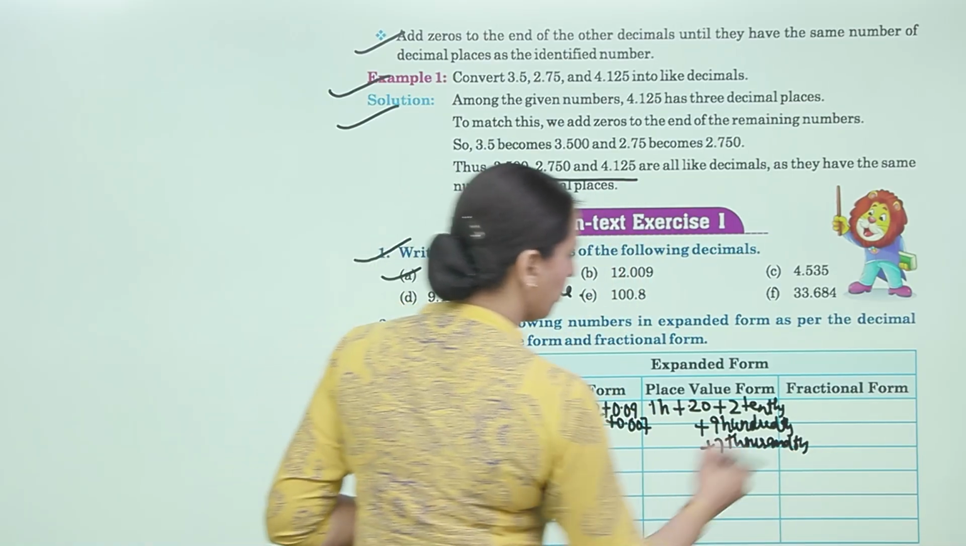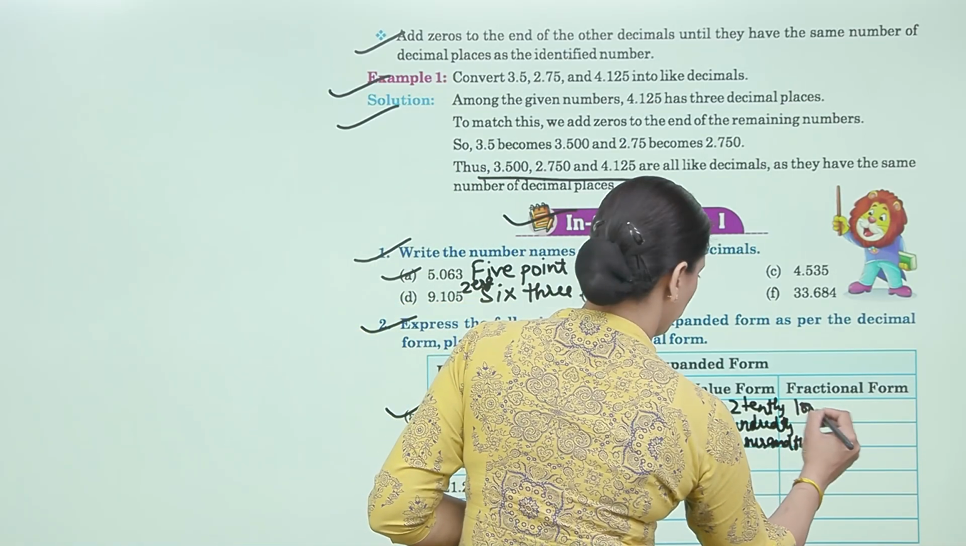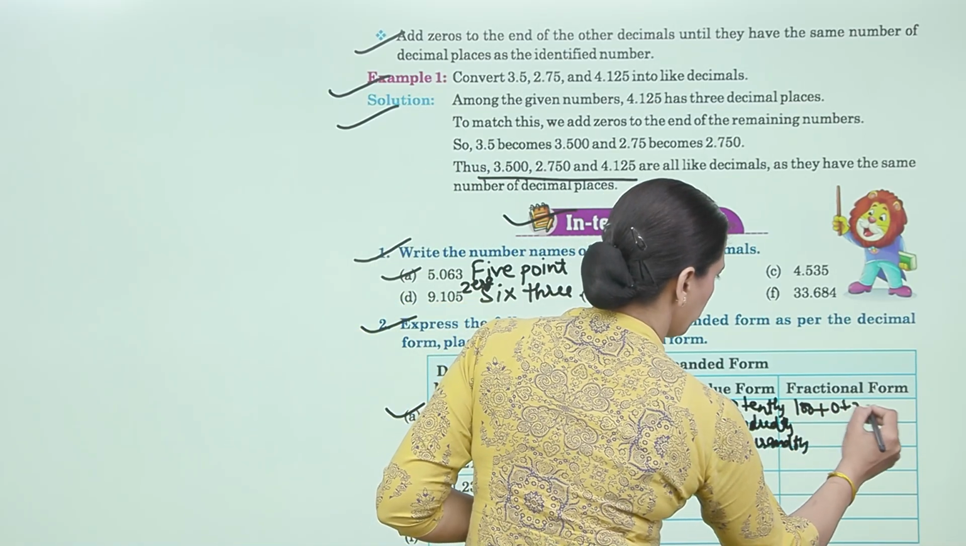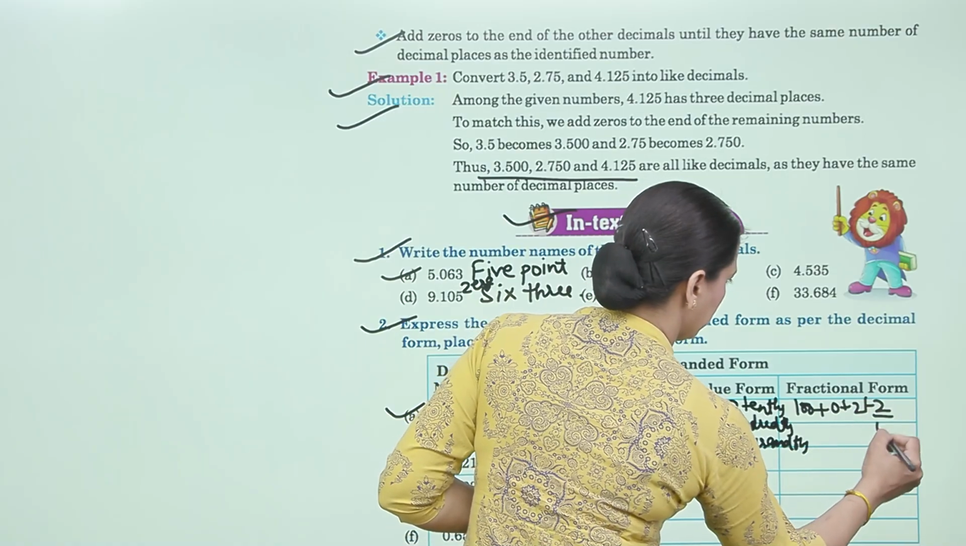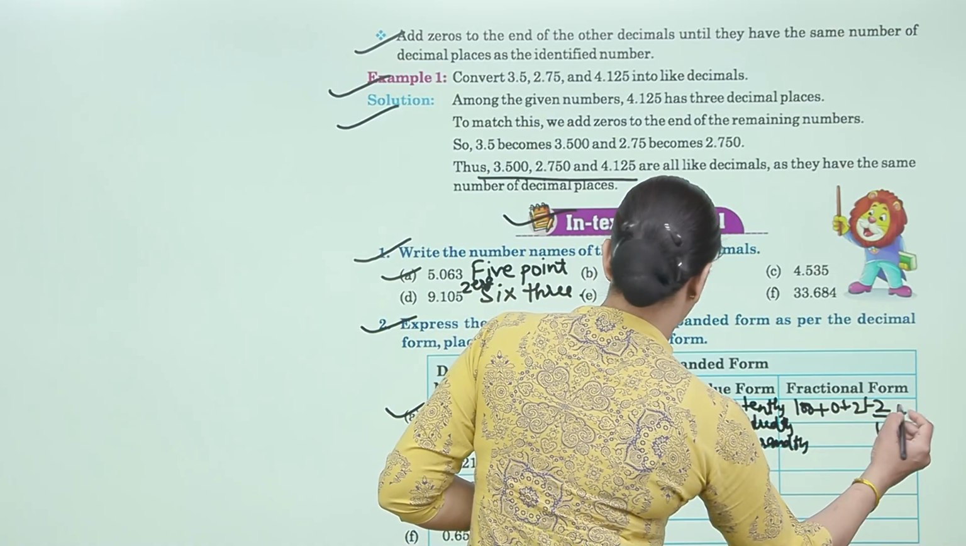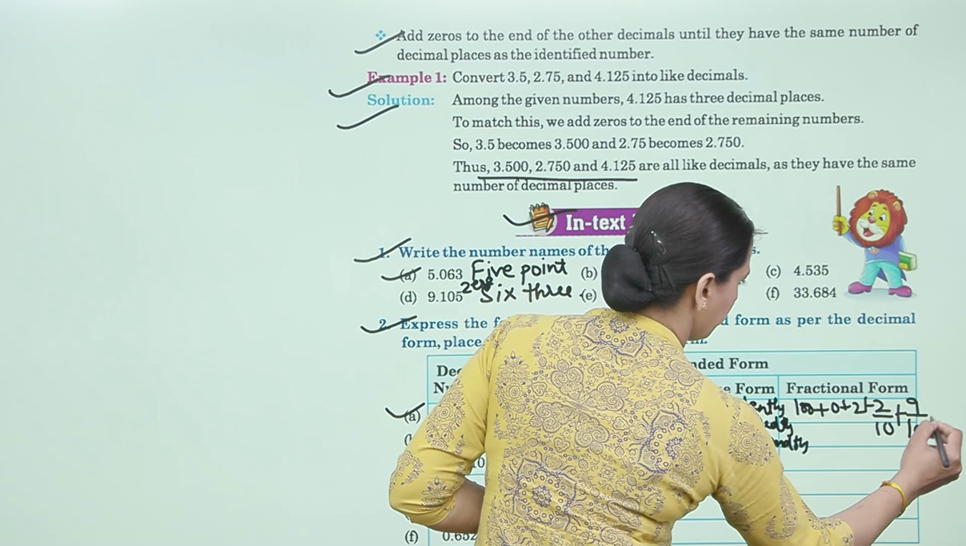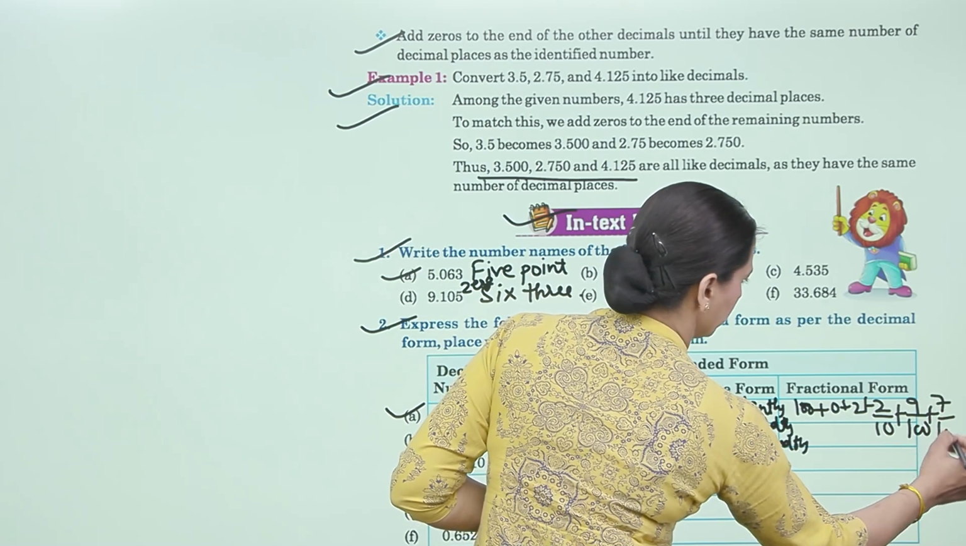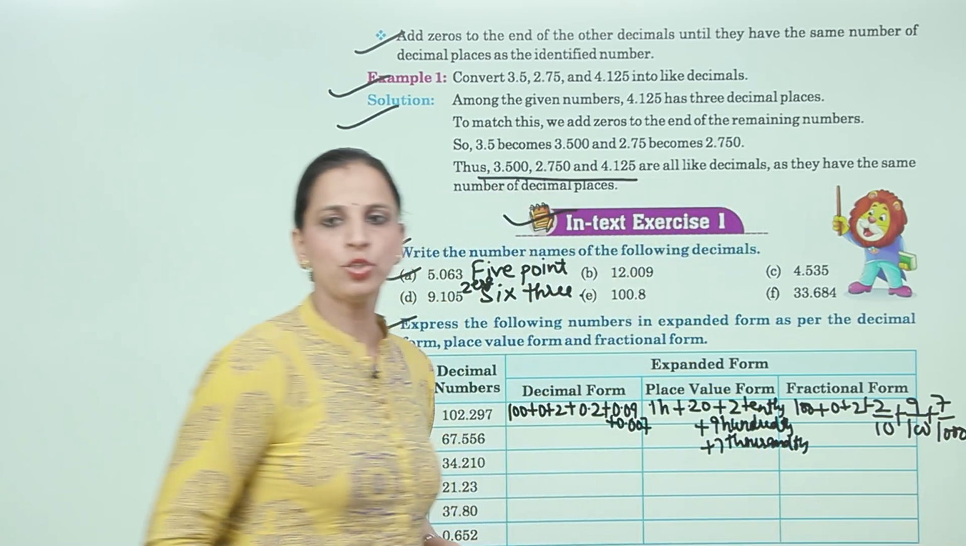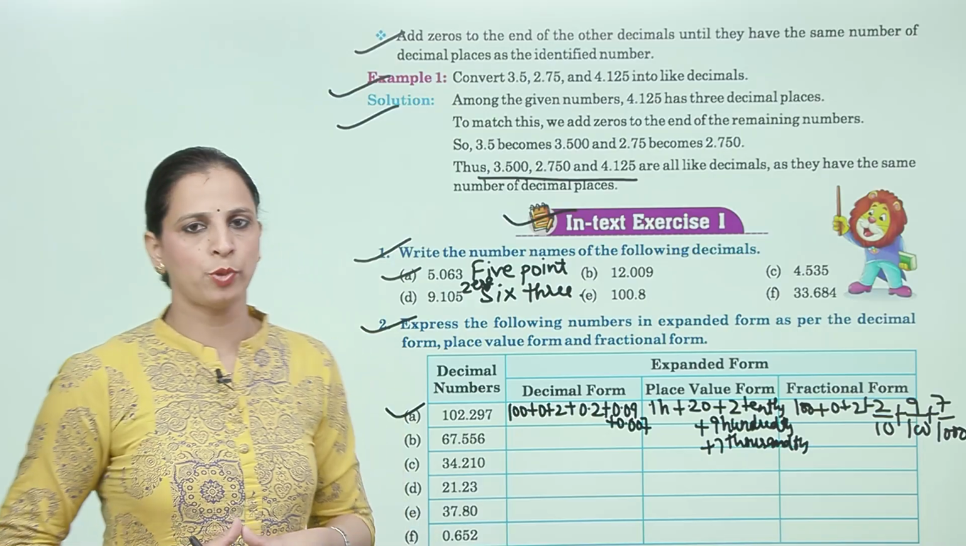And in fractional form it is 100 plus 0 plus 2 plus 2 by 10 plus 9 by 100 plus 7 by 1000. So children, using the same method, you will try the remaining parts yourself.